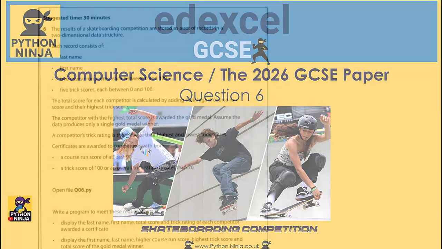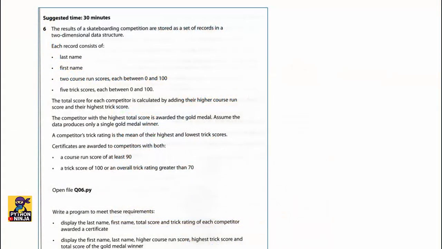Okay, so this is question 6 of the GCSE Computer Science Edexcel board paper for 2026, and the scenario is a skateboarding scenario with various bits of data that we'll get into in a moment. These are the instructions that we need to do. The first one is to display first name and last name, total score and a trick rating.